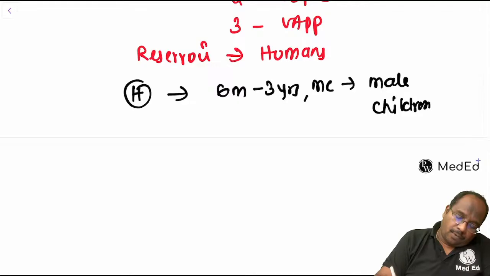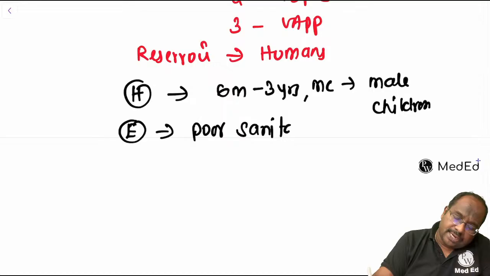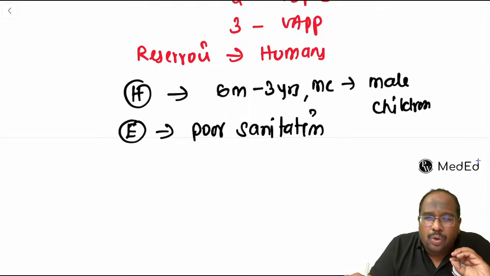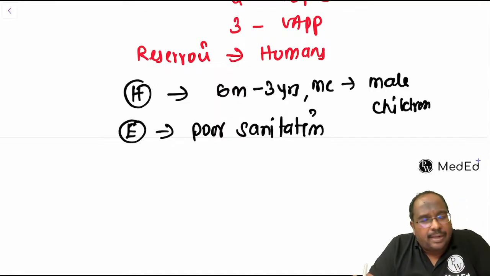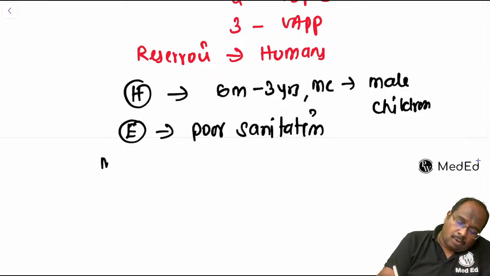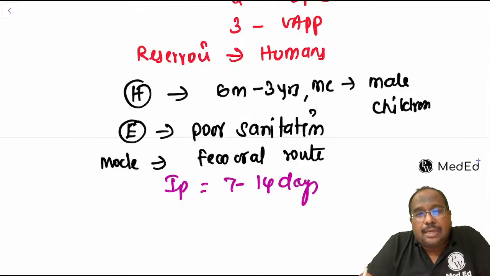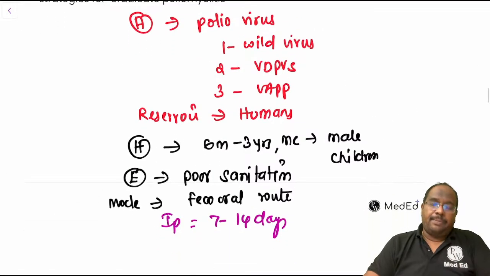Which area is it common in? Areas with poor sanitation. Polio is common in those areas, in underdeveloped countries like African countries. Previously it used to be common in India. The mode of transmission is the fecal-oral route. The incubation period for this condition is 7 to 14 days. So these are the epidemiological features.